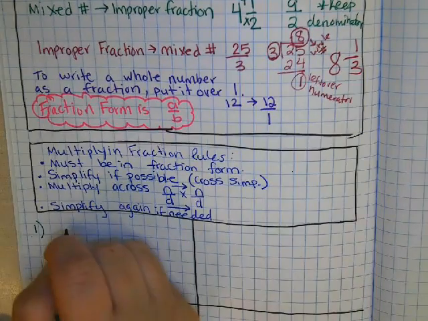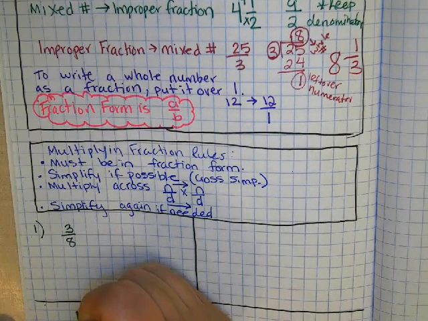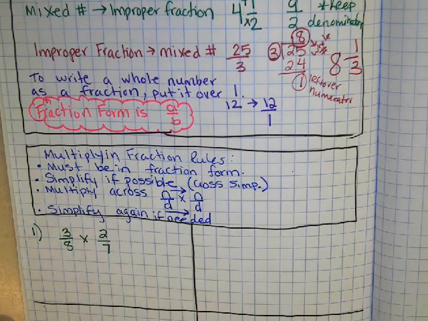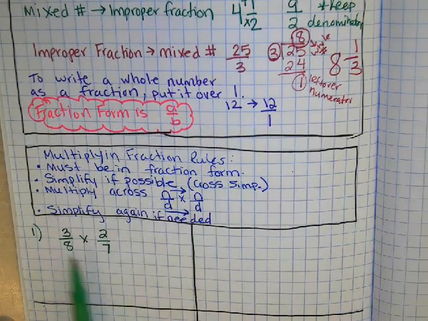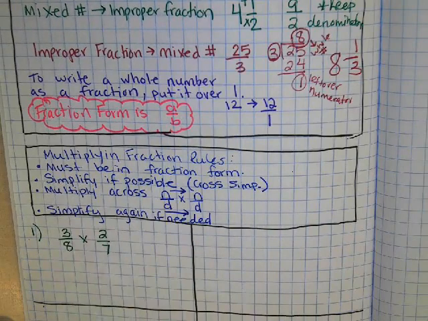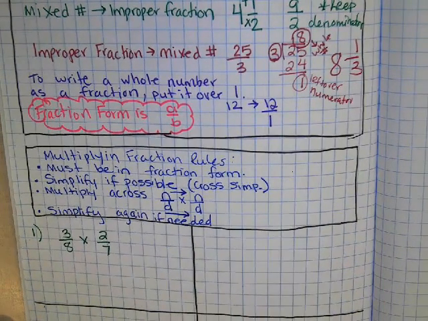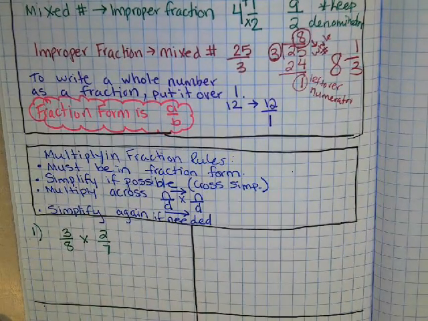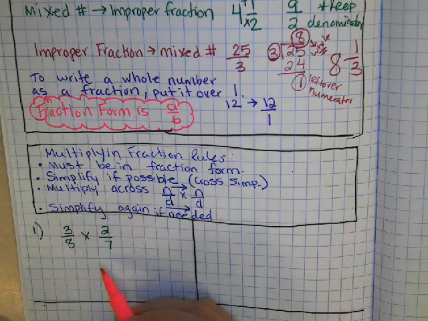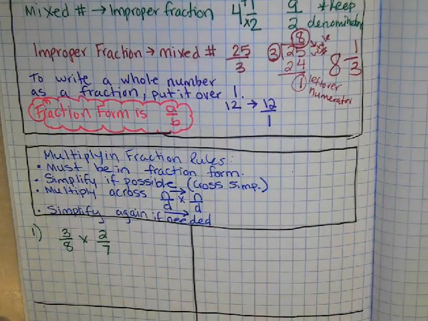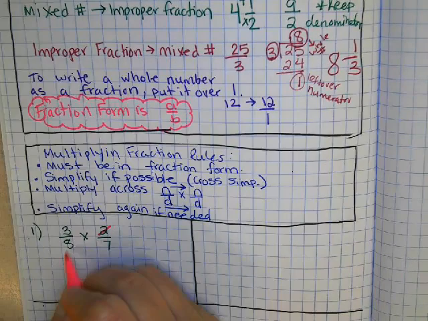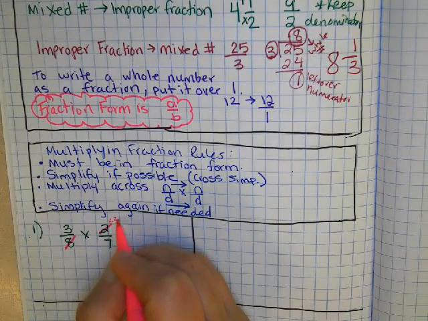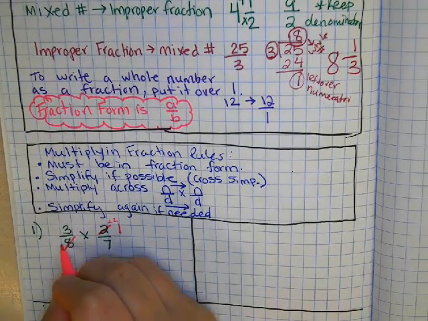So we're going to start with 3/8 times 2/7. So if I'm looking here, step 1 says put them in fraction form. They both have a numerator and a denominator. We're good. Step 2 says cross simplify if possible. So that means any top with any bottom. Okay? So I can't do 2 tops and 2 bottoms. Any top with any bottom. So I look. The 2 and the 8 both share something. They share a 2. 2 divided by 2 is 1. And 8 divided by 2 is 4.